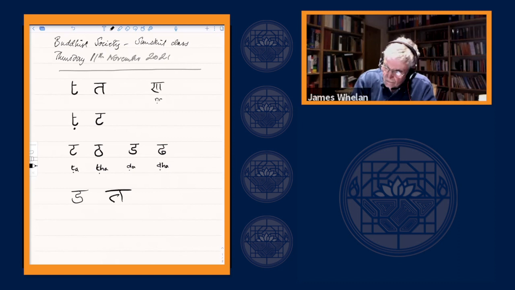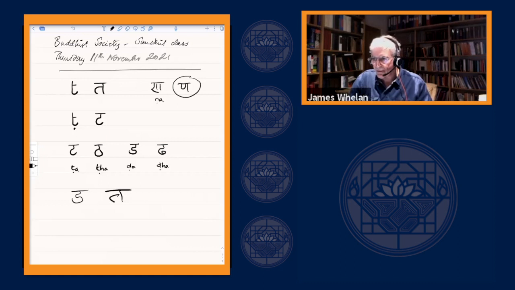That's the n. You'll often see it written like this as well. It's purely a matter of style. There's no distinction between them. It's the same letter. Typically in handwriting, you tend to see this simpler form, but you'll very often see it in print as well.